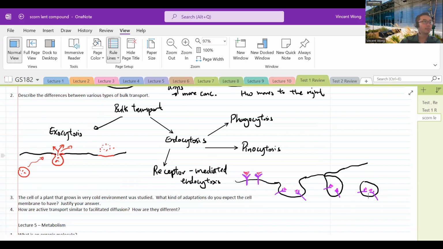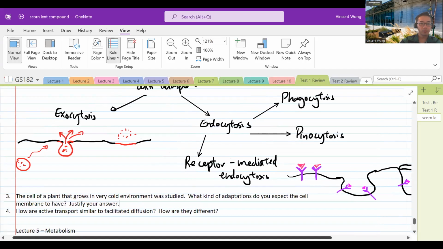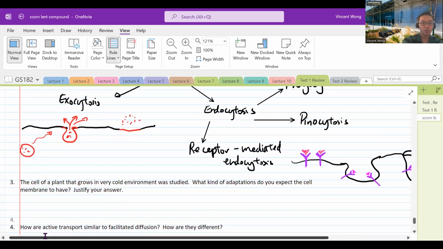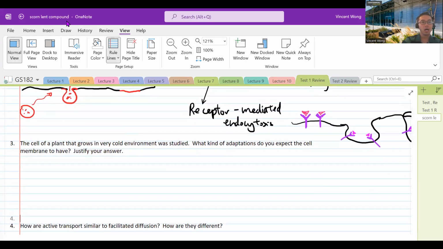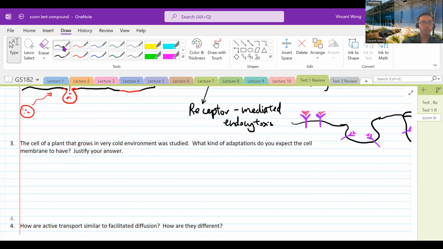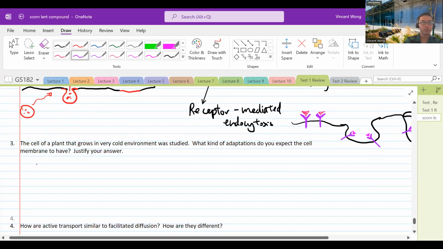Okay, next question. A cell of a plant grows in a very cold environment. What kind of adaptation would you expect the cell membrane to have? We actually talked about this earlier when someone was asking that question, but let's go through it again. So generally, you would expect the adaptations will increase membrane fluidity.